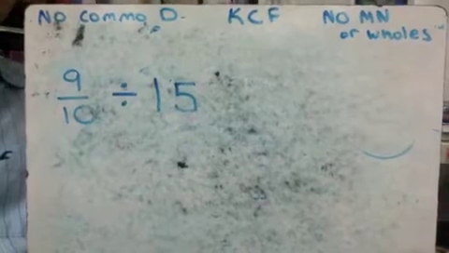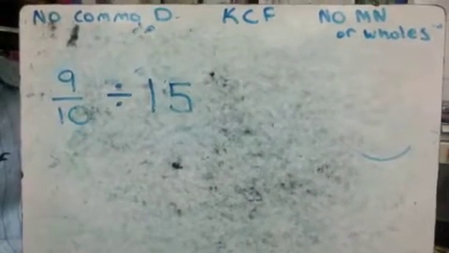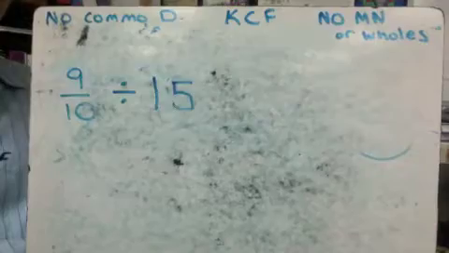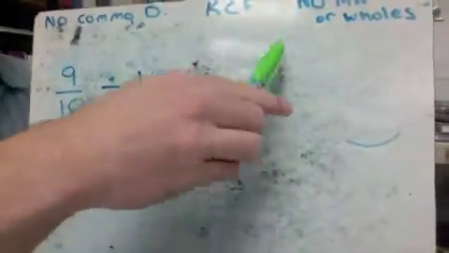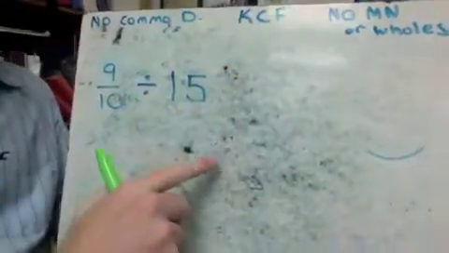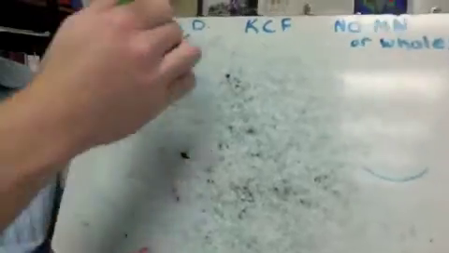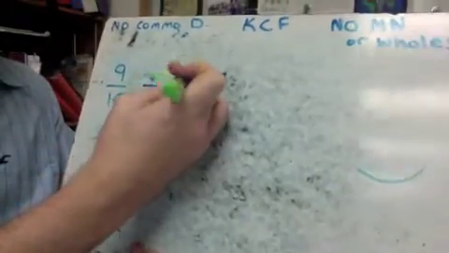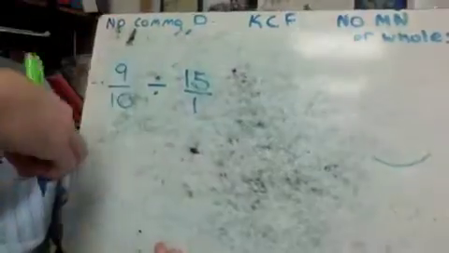All right, 9/10 divided by 15. Okay, we got to format this correctly here. I can't have any mixed numbers or whole numbers. So I'm going to change 15 to 15 over 1.